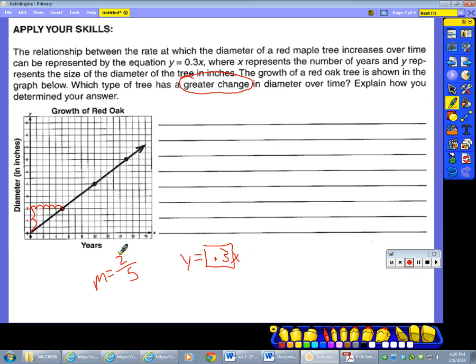So the question is, which has the greatest rate of change, 2 over 5 or 0.3? Well, what you're going to do is turn this into a decimal. 2 over 5 turned into a decimal will be 0.4. So now I can compare them easier. What's a greater rate of change, 0.4 or 0.3? And the correct answer is that this graph has a greater rate of change because 2 over 5 is greater than 0.3. That's your reasoning.